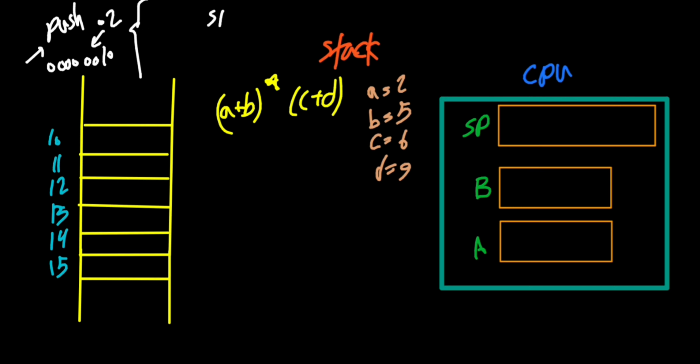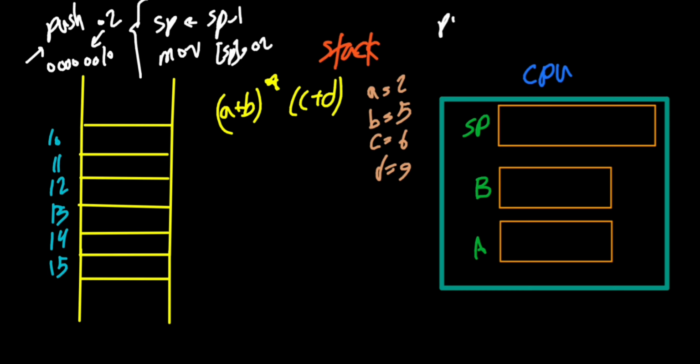Two operations would be done when we say push something. The first operation would be decrementing the SP by 1. SP minus 1 should go into SP, meaning that we are decrementing the value of SP. Then we move whatever is the argument to the location in memory that SP is pointing to.